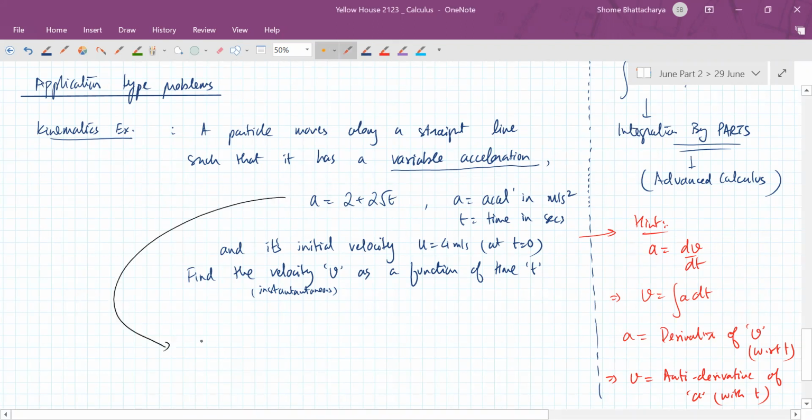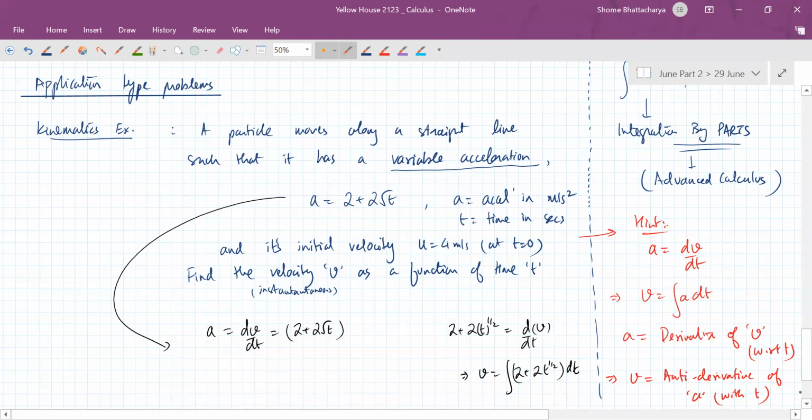So let's use this concept now. A, which is dv by dt, is equal to 2 plus 2 root t. This function is the derivative of v. So that means v should be the antiderivative of this function. This is the logic.